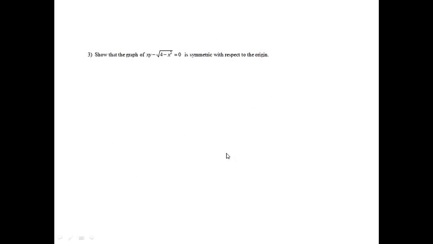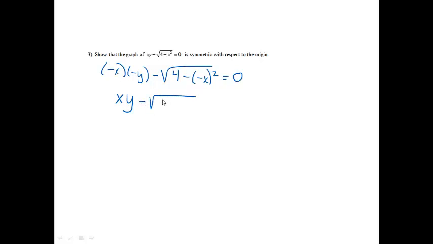Alrighty. Number 3, show that the graph of xy minus the square root of 4 minus x squared equals 0 is symmetric to the origin. Alright, so to do this, if it's symmetric with respect to the origin, we switch the x and the y to their negatives. So negative x times negative y minus the square root of 4 minus negative x, quantity squared, equals 0. Right? Negative x times negative y will equal xy, and then minus the square root, 4 minus negative x, when we square it, becomes x squared, equals 0.